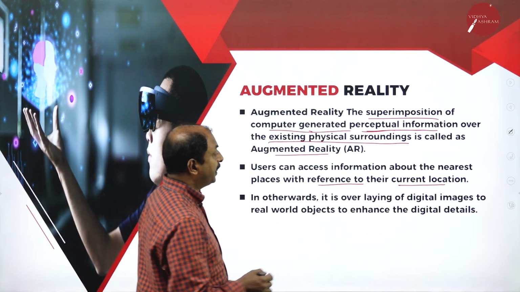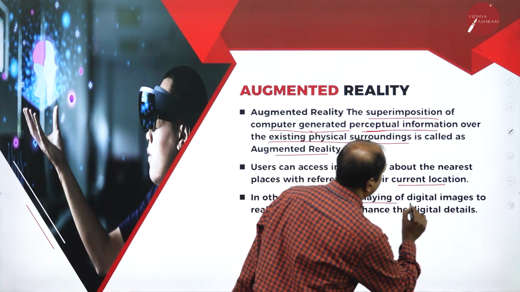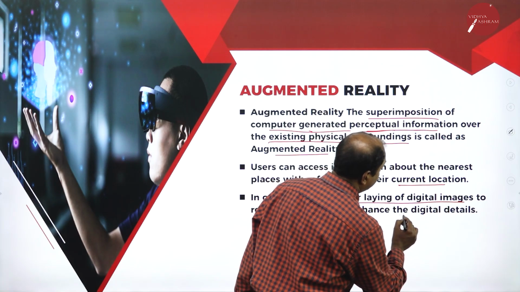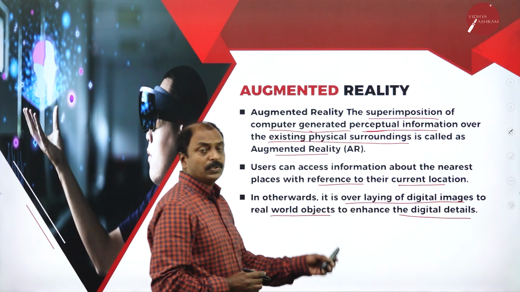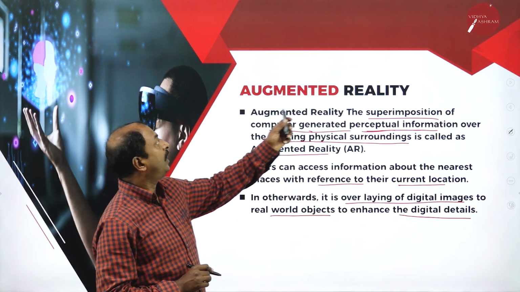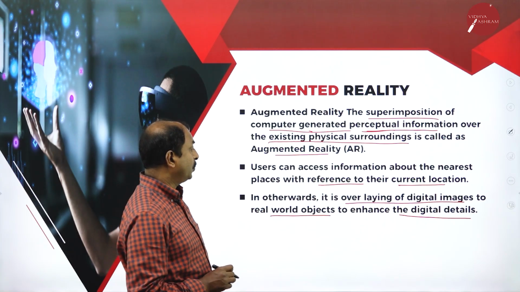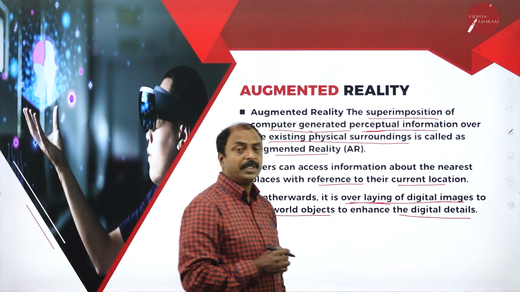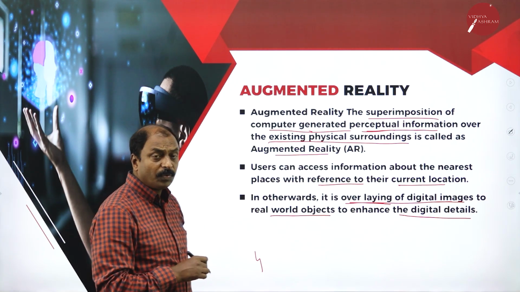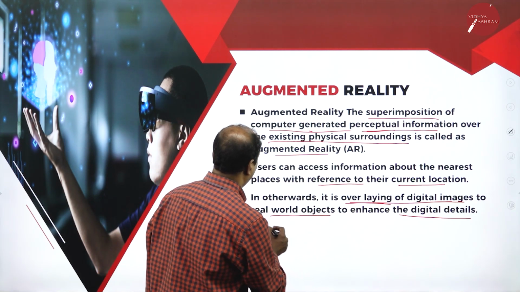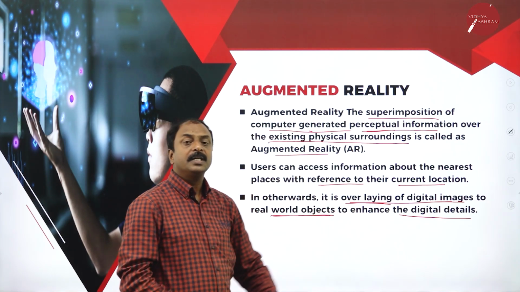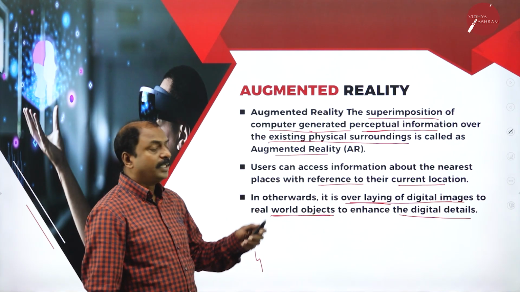Next, in other words, it is overlaying of digital images onto real world objects to enhance the digital details. So this is the definition of AR, augmented reality. Here it is overlaying digital images. Images are available, and through overlay we link or connect them with real world objects to enhance the digital details. So this is AR.